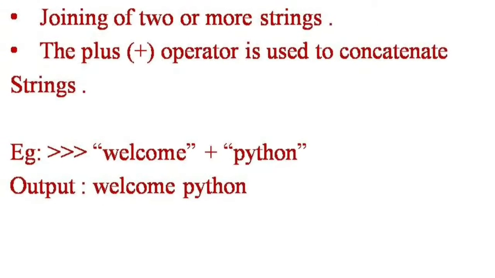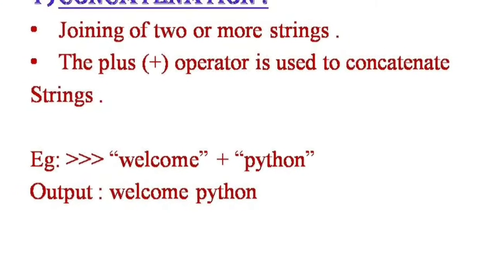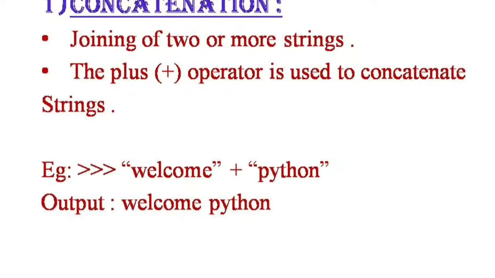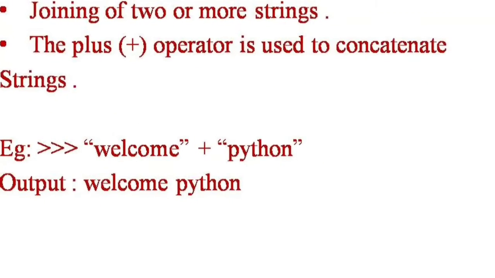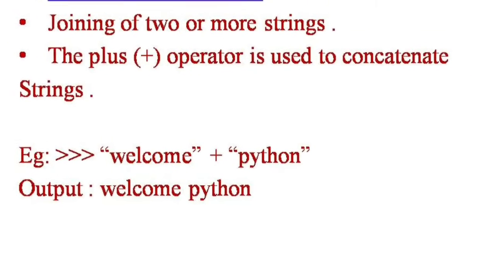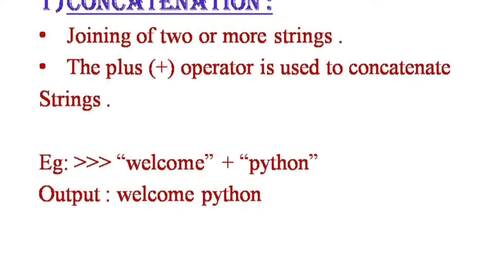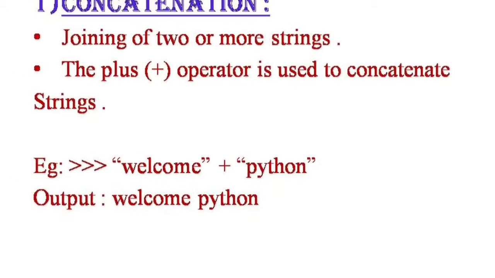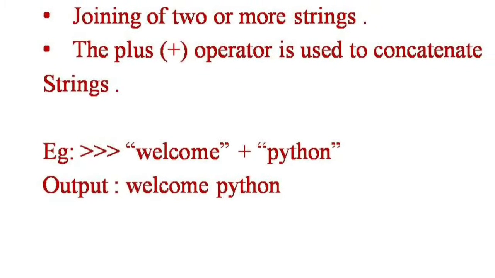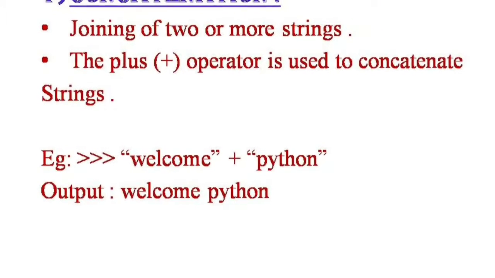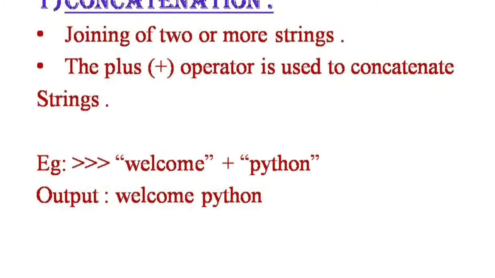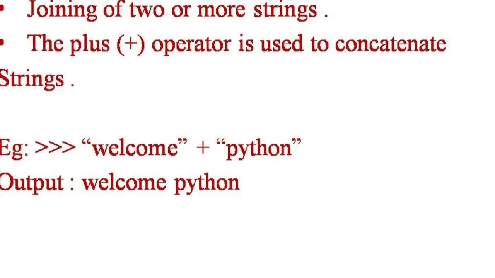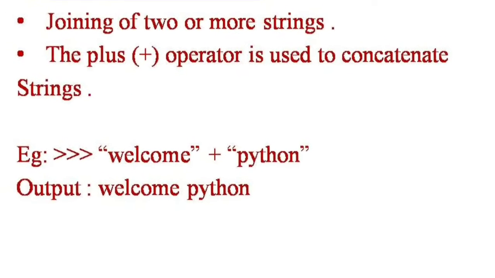First one is concatenation. Joining of two or more strings is called concatenation. The plus operator is used to concatenate strings. Let us see an example for concatenation. In this example, welcome plus Python is given. Using the plus symbol, we can join two or more strings. So the output will be welcome Python.